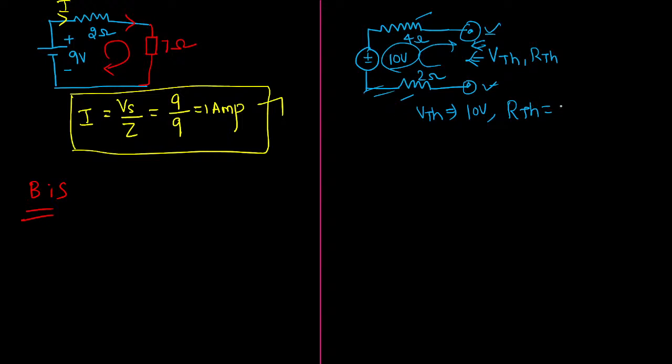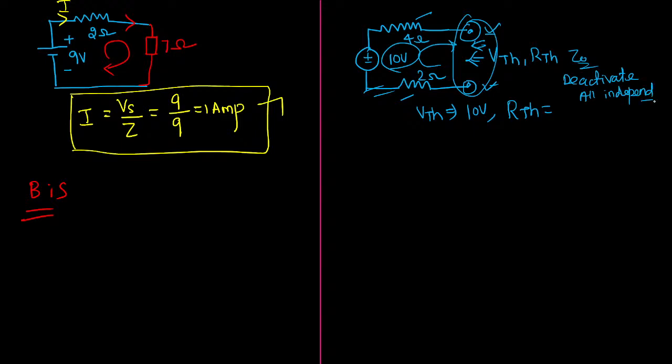When we are calculating the value of RTH, step number 1, identify the load terminal. Step number 2, remove the load from the load terminal. Step number 3, deactivate all independent sources. Very important point. Whenever you are trying to calculate the ZTH or output impedance, it is very important to deactivate all independent sources.